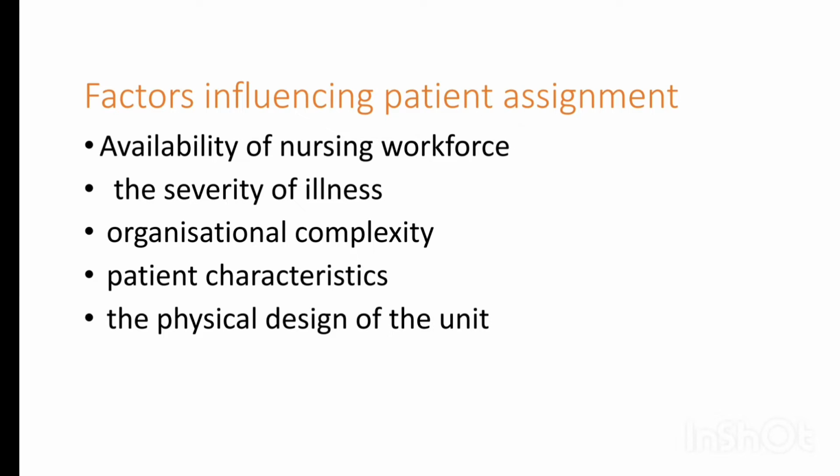We know that if the patient is very sick, usually we are assigning 1:1 in the intensive care unit and CCU and all. And if the patient is ambulatory, there we can assign more patients to the staff nurses. Then organizational complexity. So what type of organization they have in that particular institution?